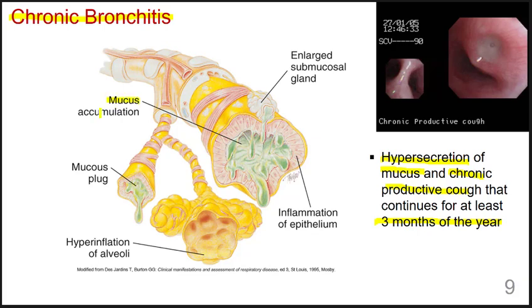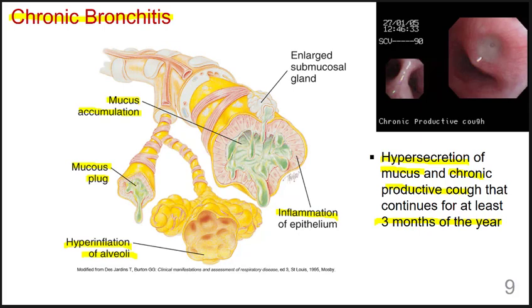So you can see the accumulation of mucus. You can see a plug that is formed here blocking airflow. This is representing inflammation of the epithelial tissue, and then a little bit later we're going to talk about hyperinflation of the alveoli that is a common feature, so overinflation of the alveoli that we see with COPD.